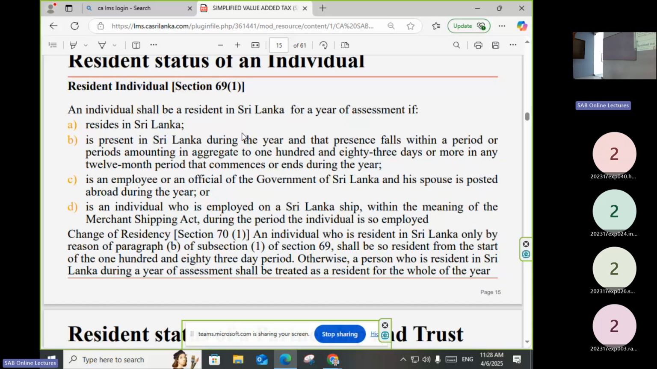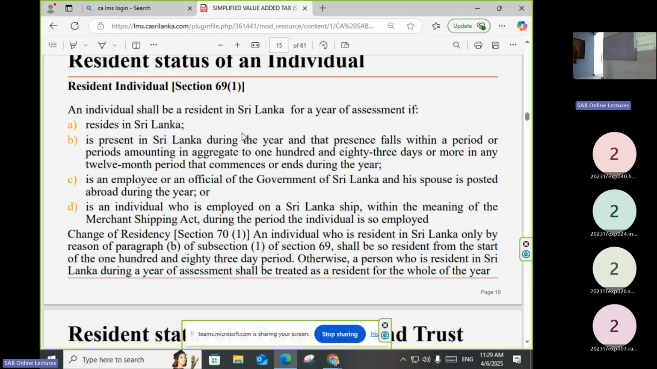That's why it says if somebody is employed in a Sri Lanka ship, meaning it's registered under the Sri Lanka Merchant Shipping Act, then for that particular employment period he shall be considered a resident person for Sri Lanka tax. That is only for Sri Lanka tax.